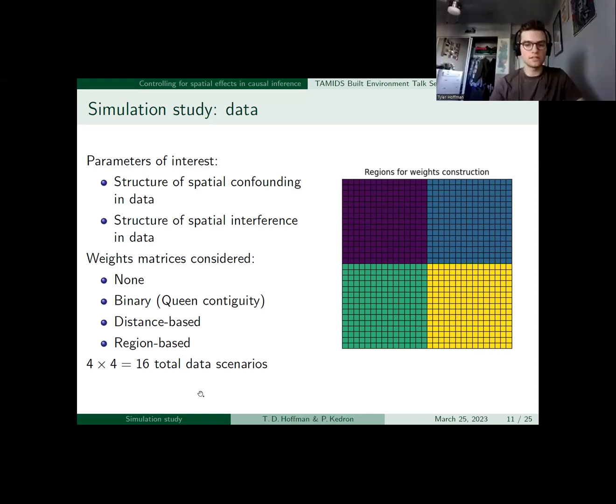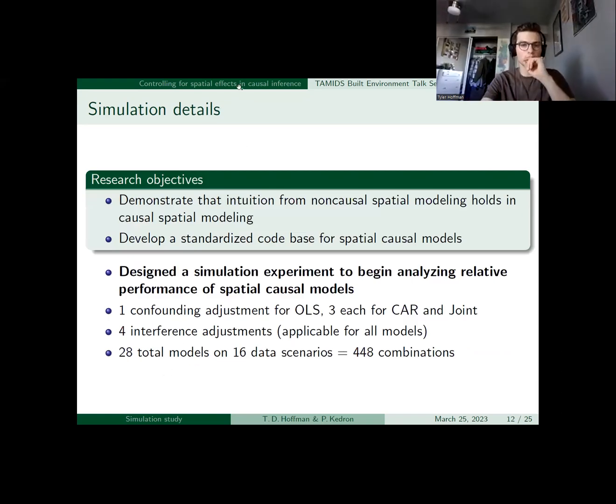So all told, there's 16 total data scenarios: these 4 weights matrices for confounding, and these 4 weights matrices for interference. Multiply 4 by 4, and you get 16. For the models, we used OLS, an ordinary least squares, standard linear regression; a CAR model, that conditional autoregressive model with the spatial structure that I was describing; and a joint model for the propensity score and outcome. The propensity score is the probability of treatment. So we include the probability of a unit being treated into the model, to model the treatment variable as a function of confounders. And this can allow us to condition on confounders potentially better, and to incorporate different spatial structures into the model in a different way.